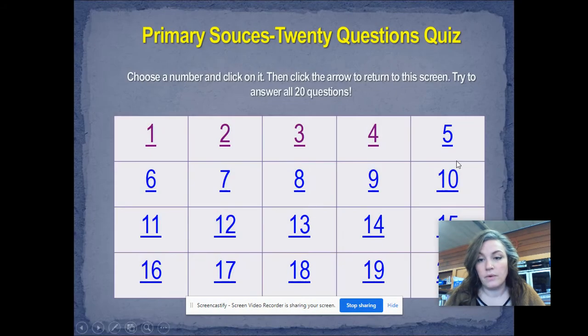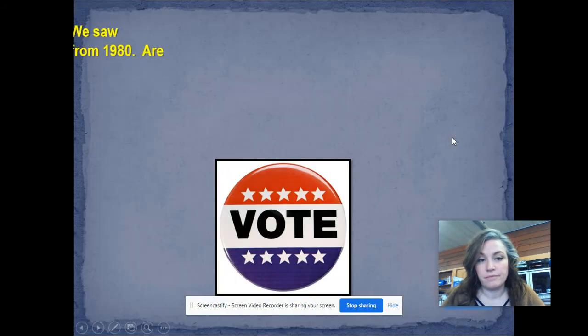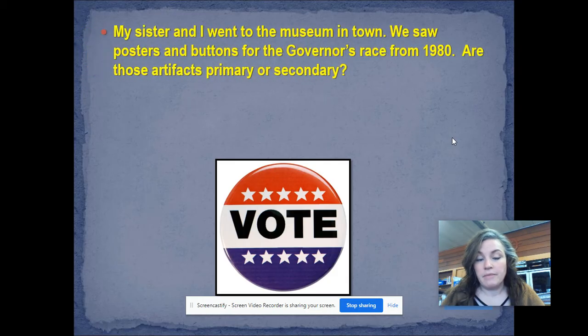Question 5. My sister and I went to the museum in town. We saw posters and buttons for the governor's race from 1980. Are those artifacts primary or secondary? So these events are in a museum preserved from the governor's race of 1980. I could see things like stickers and buttons and posters. Would those things be primary or secondary?